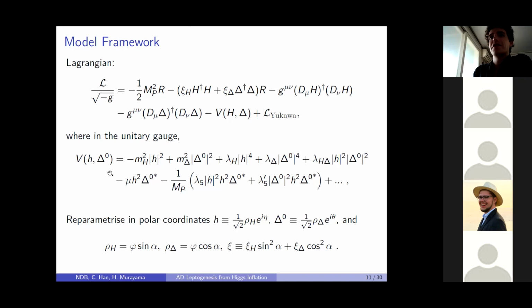I've written this in just the unitary gauge for simplicity. You can look in the paper for the full form. But we have our mass terms, quartic terms, our portal term, and we have our lepton number violating terms. I'll discuss later if anyone's interested. I've got it in the backup slides, but why we end up introducing this additional term and not relying on this cubic term, I'll discuss a little bit in what follows.